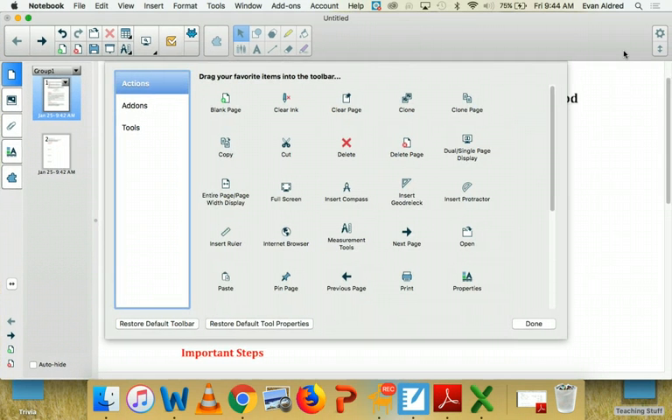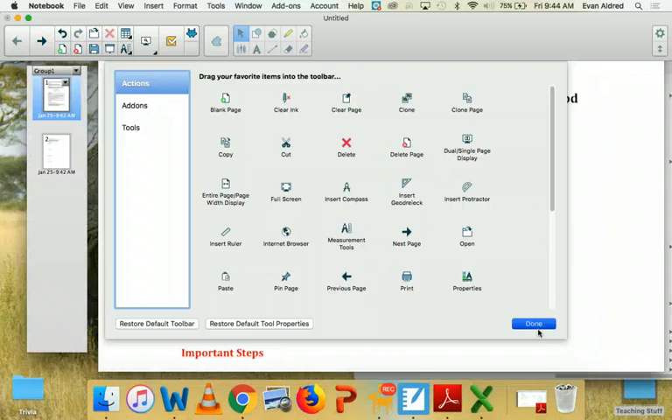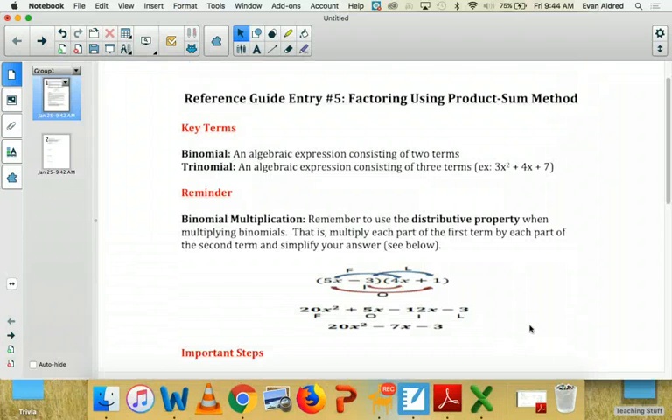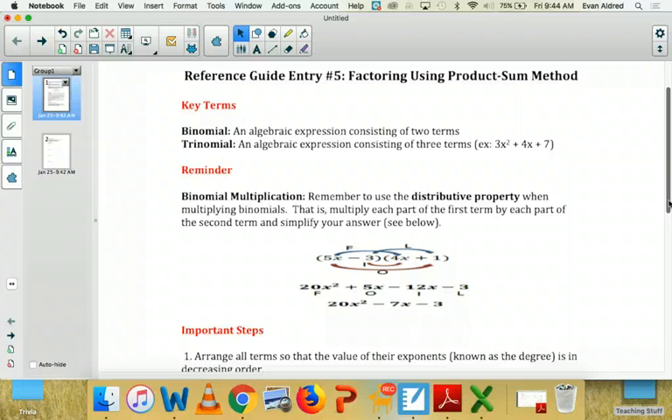It may be possible to also factor with the product sum method, or maybe just a GCF can come out, or maybe the expression itself doesn't have a GCF, and you would just go right to the product sum method in that case. So at the top of this reference guide, you'll notice that we have a couple of terms.